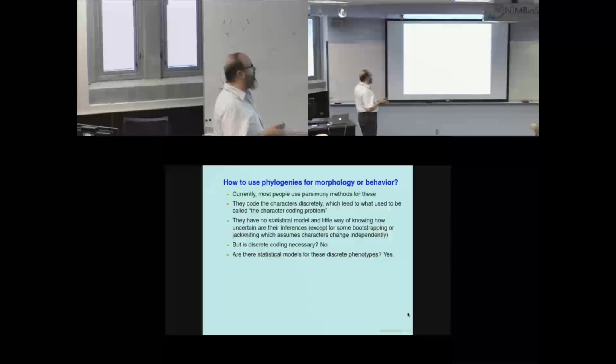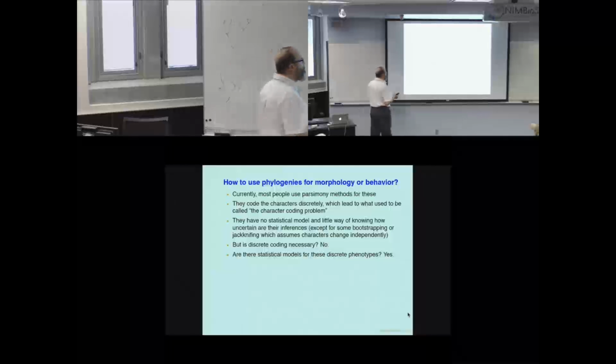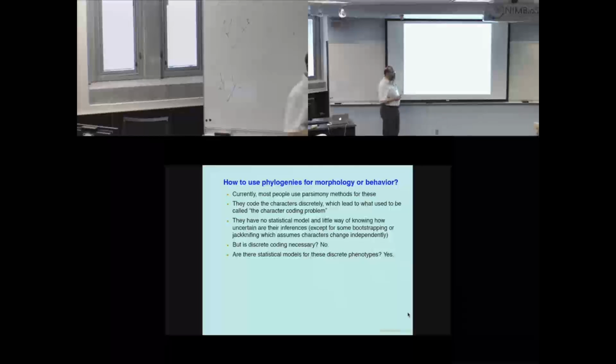There used to be a lot of discussion among systematists, morphologically inclined systematists, about something called the character coding problem. People would take traits that were continuous and, not really wanting to treat them continuously, they would code them into large and small, or curved and straight. And the character coding problem was how to do that, how to take a continuous trait and reduce it to discrete.